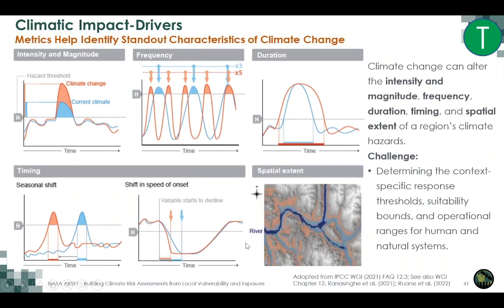In this case, in the future, it happens much more rapidly than it does in the current climate, and that can be a problem. The other thing, of course, to think about is the spatial extent of a hazard. So in this case, we might be looking at a flood map for this dark blue river and realize that in the future, the floodwaters may reach beyond the historical blue floodplains into new orange floodplains on some return period that we care about. So the challenge here is to determine the context-specific response thresholds, the suitability balance, and the operational ranges for the systems that we care about in relation to all of these ways that climate change may be affecting the specific hazards that we care about.